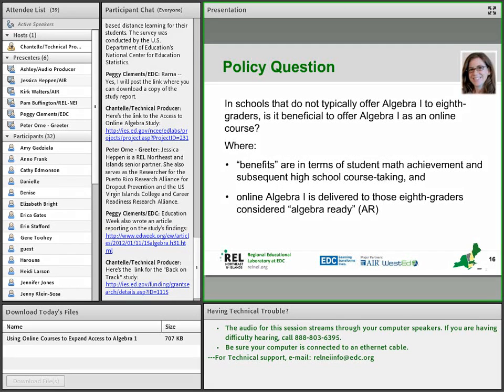So underlying this study, and we have specific research questions, which I'll go over quickly in a minute, is truly a policy question that asks: in schools that don't typically offer Algebra 1 to 8th graders, or where access is limited, is it beneficial to offer Algebra 1 as an online course? Is this a good thing for students and for schools? To be specific, we're talking about benefits in terms of student math achievement and the courses they subsequently take in high school, and where online Algebra 1 is delivered to those 8th graders who are considered algebra ready. So we're not talking about, in this study, broadening access to students who aren't considered academically ready using online courses.